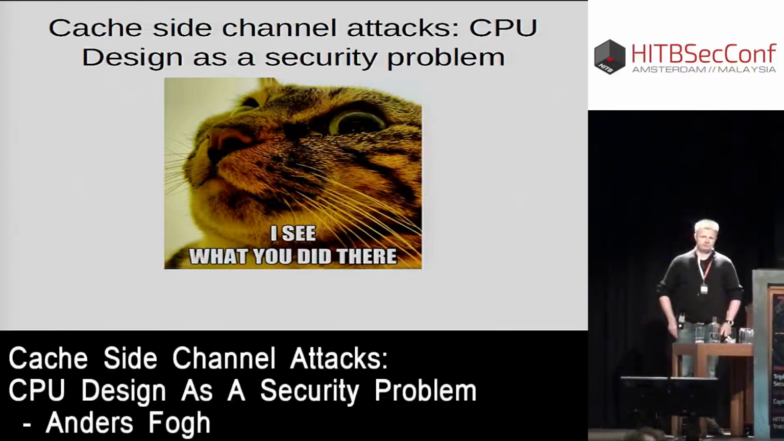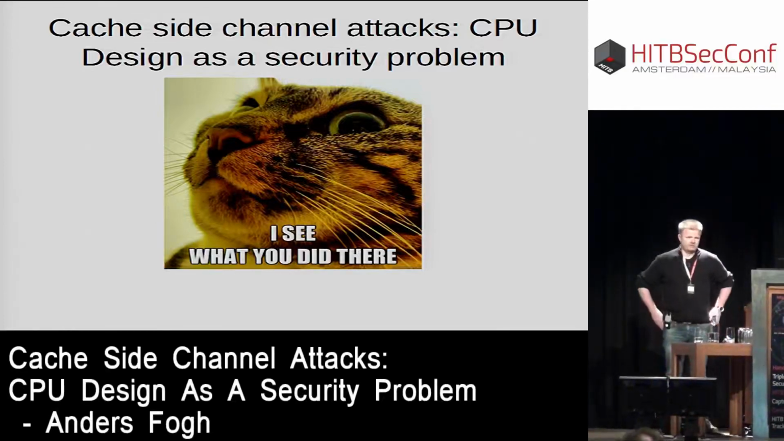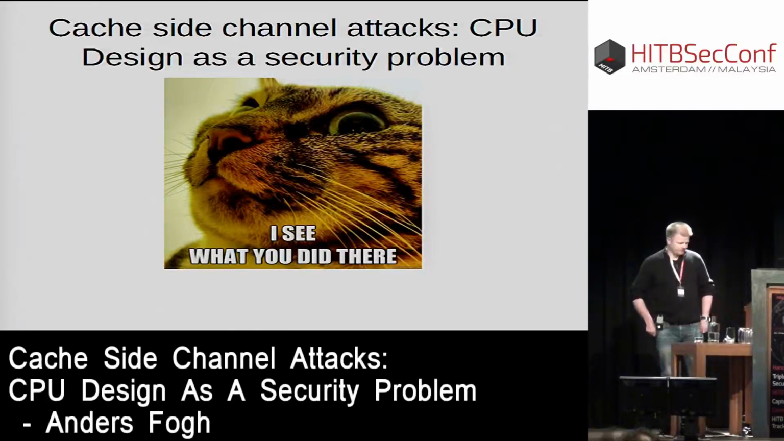The subject of this talk is cache side channel attacks as an example of how CPU design can become a security problem. About a year ago, I was preparing a talk about how to detect the rowhammer exploit. And one guy on Twitter tweeted that he could do it in JavaScript, which threw my plans to the wind. And I had to figure out how he did it, because I had to find out how I could detect that as well.